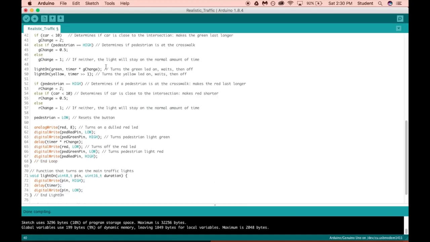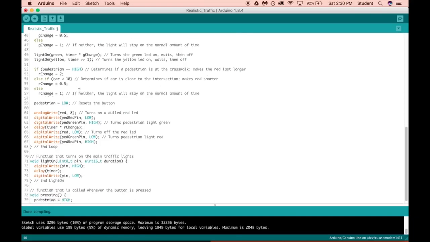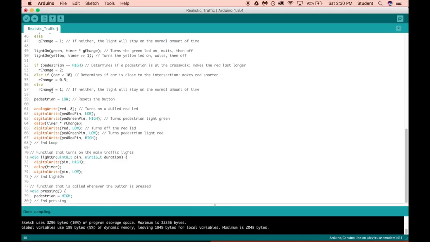Then it runs, makes the green light turn on, then off, then the yellow light turn on, then off. Then we have the same thing for the red light, but this time the pedestrian is the first one. So if the button is pressed, no matter what, the red light will stay on for twice as long. And if that's not true, if the button isn't pressed and the car is within 10 centimeters, then the red light will stay on for half as long, and otherwise it will stay on for the normal amount of time.